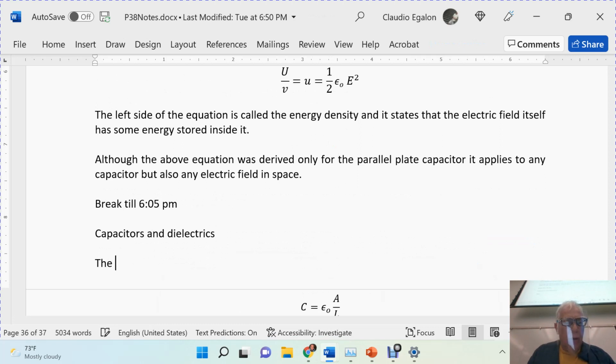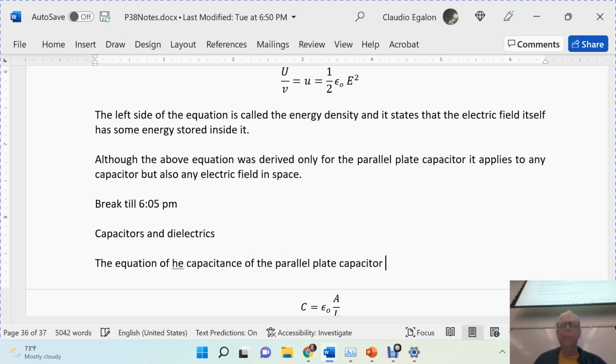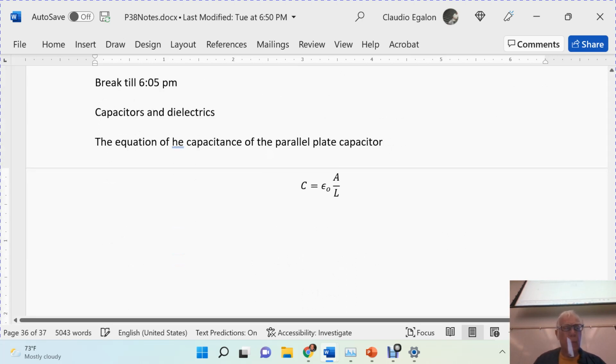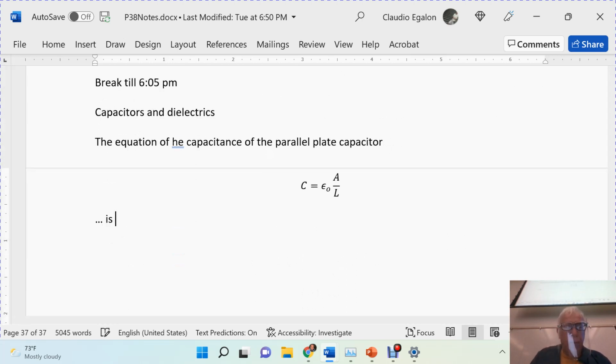The equation of the capacitance of the parallel plate capacitor is for a special type of capacitor. I didn't tell you that. Just put it, I didn't tell you that. Right? But now I'm going to tell you.